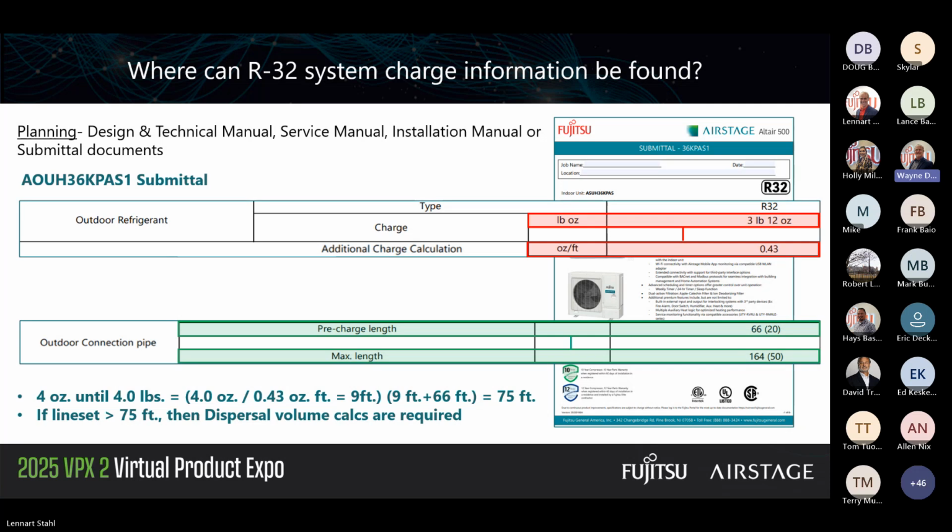So if the line set, on the bottom bullet point there, bottom left, is 75 feet or less, we're okay. But if we're greater than 75 feet, that's when we're going to hit that 4-pound threshold or exceed it. And that's when the dispersal volume calcs will be required. But as you saw, really dispersal volume is not difficult once you know what to look for. Next slide.